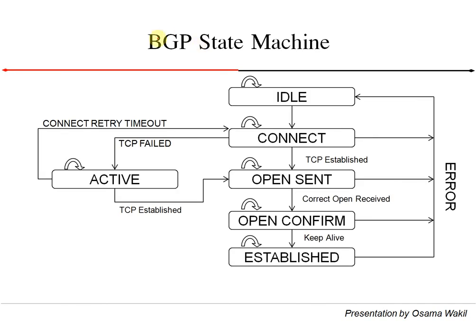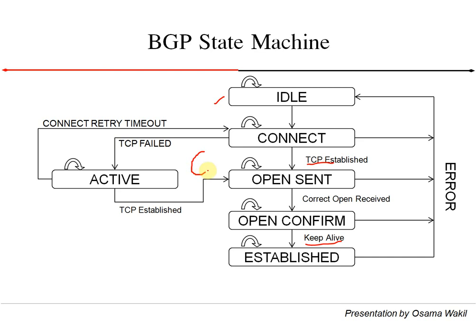So let's have a quick review of the BGP state machine that we have been talking about. First, the initial state is the idle state, and then we go to the connect state, waiting for the TCP to be established, then it goes to the open send. Open send is the state when the open message is already sent. The open message has 4 parameters, and these 4 parameters are matched with the neighbor. Then we have the open confirm. Once we have the keep alive, we go to the established.